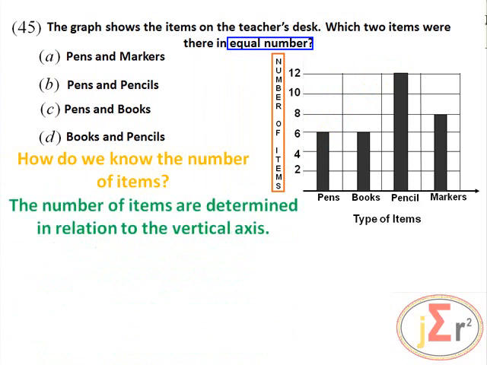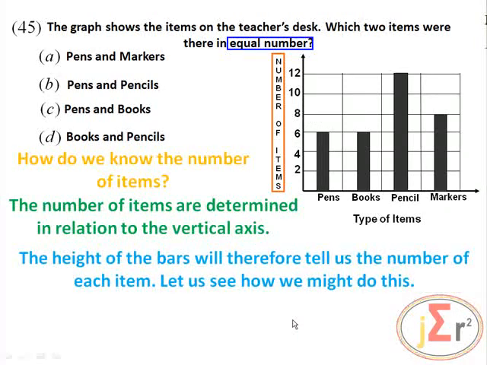The number of items is determined in relation to the vertical axis. This line that goes up is called an axis. It is the vertical axis. And the vertical axis is what determines the length. So it determines the length of each bar and hence the number of each item. The height of the bars will therefore tell us the number of each item.